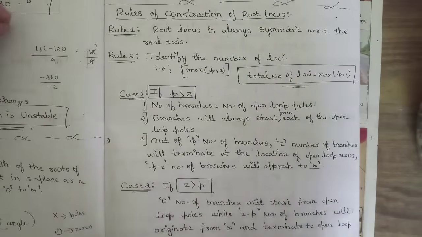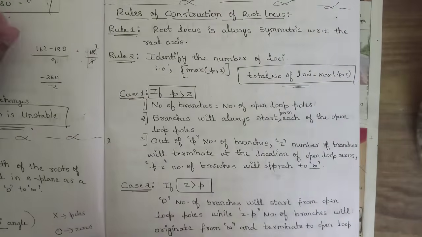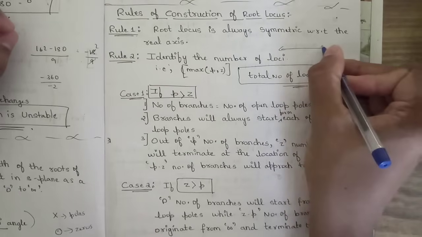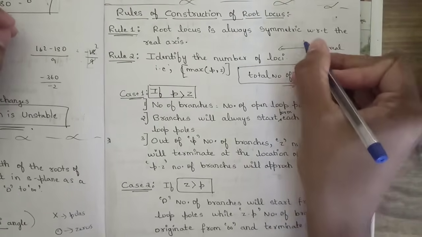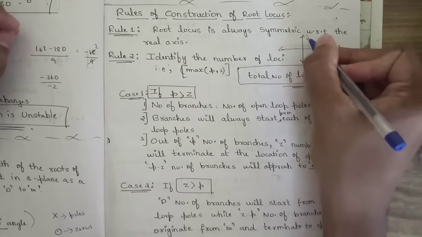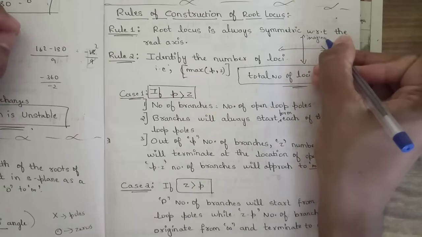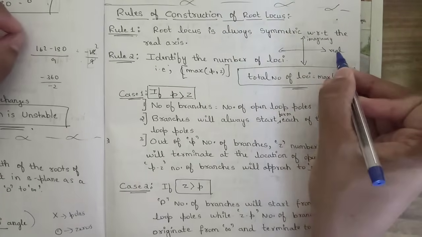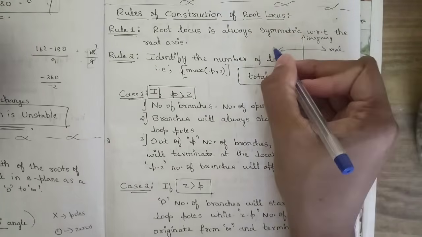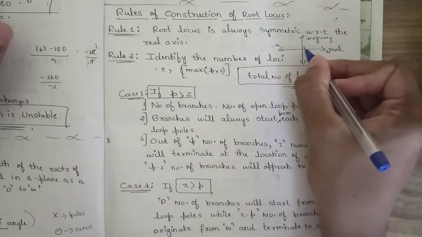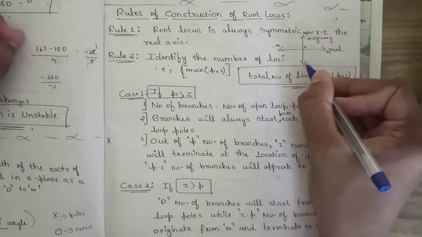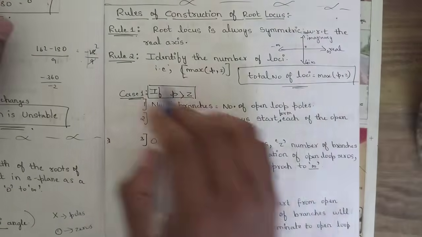It is not symmetric to the imaginary axis. While constructing the graph, we have two axes: the real axis and the imaginary axis, perpendicular to each other. This vertical line represents the imaginary axis of the plot and this horizontal line represents the real axis of the plot, which varies from minus infinity to plus infinity with an origin, and the imaginary axis also varies from minus j infinity to plus j infinity. So this was the first rule.